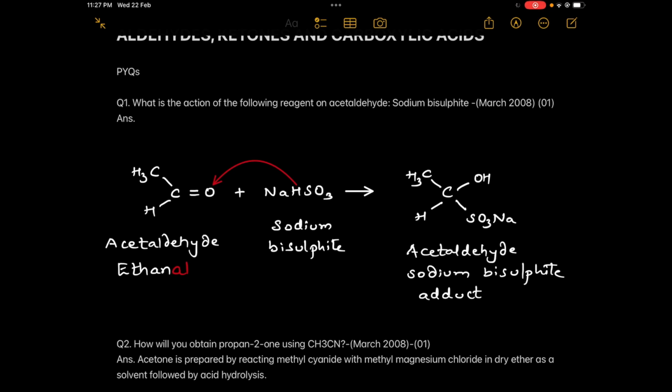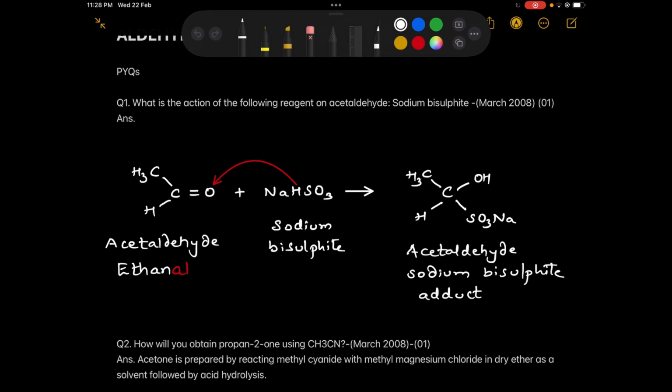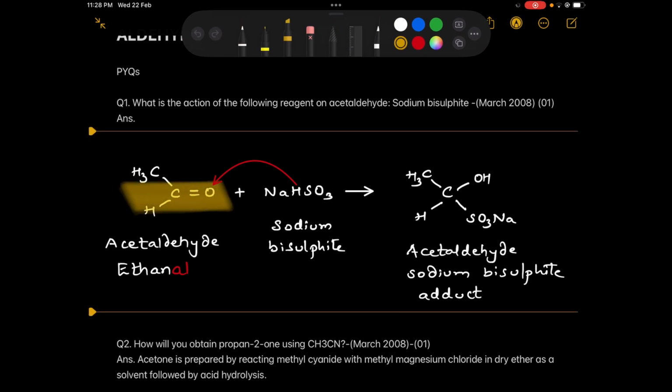What is the action of the following reagent on acetaldehyde? And the reagent is sodium bisulfite. So here we are going to draw the structure of acetaldehyde first. So this is acetaldehyde. This is being treated with sodium hydrogen sulfite or sodium bisulfite.